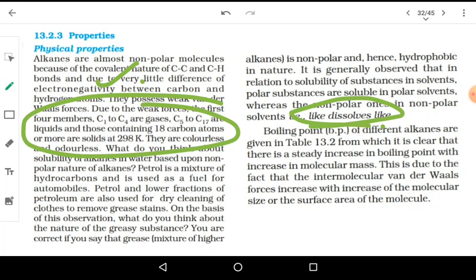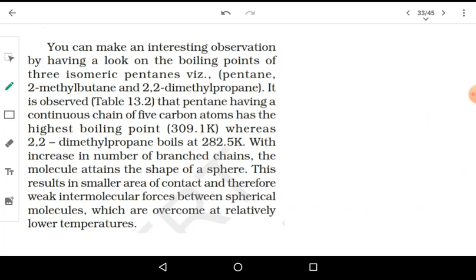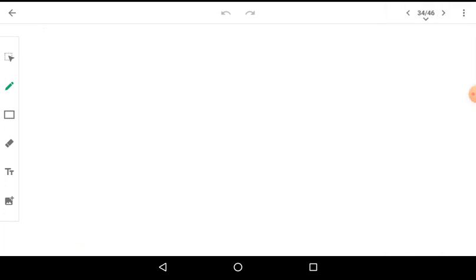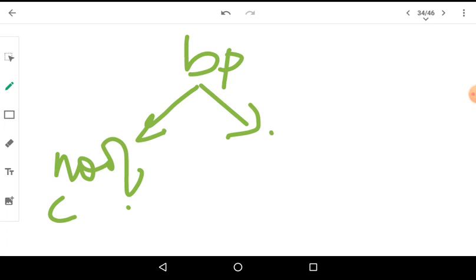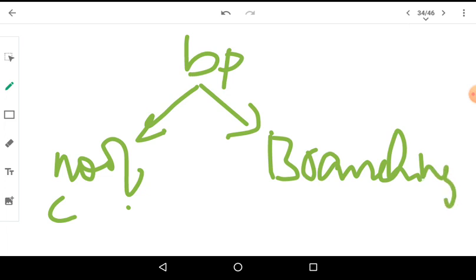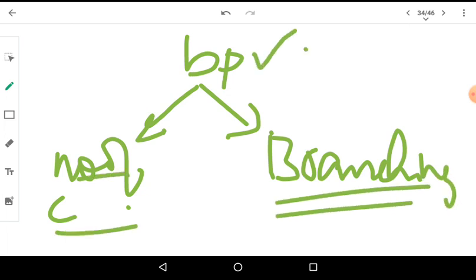Now, next one is boiling point. For boiling point, we have to remember just 2 points. That is, boiling point depends on the length of the carbon chain, or we can say the number of carbons in the chain. And the second factor that is considered is branching. When the number of carbons increases, boiling point also will increase, and when the branching increases, boiling point will decrease.